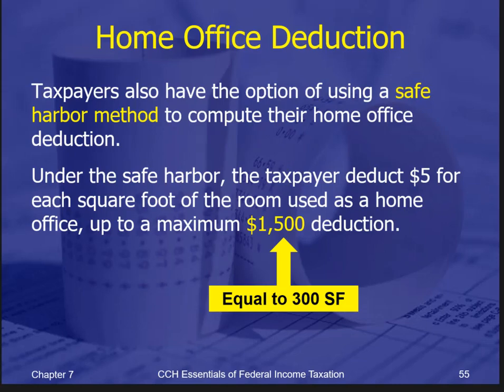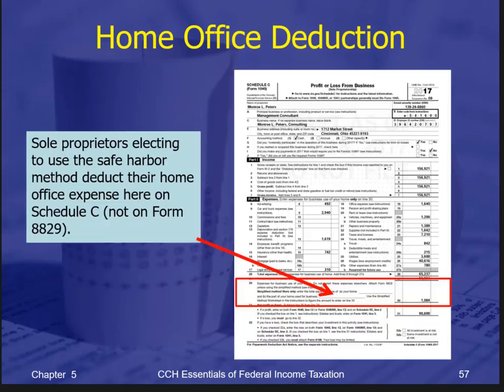All right. You can use a safe harbor method if that seems way too complicated. You just multiply $5 times the number of square feet up to 1,500. That's done right on the Schedule C. You don't even have to file a Form 8829. So you can see how much easier that is.